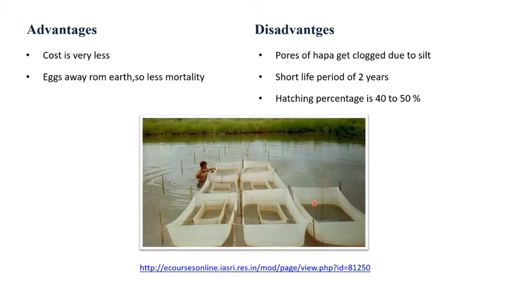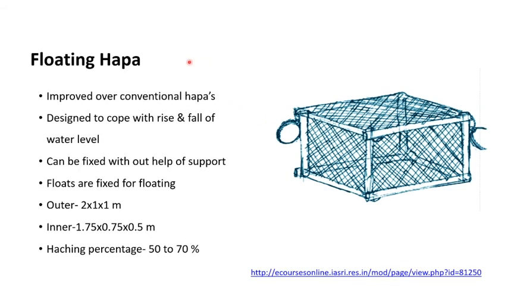In this image you can see a farmer holding the HEPAs in the water for fish seed production. Let us learn about the third type of hatchery, floating HEPA. Floating HEPAs are an improvement over the conventional HEPAs. These are designed to cope with the rise and fall in the water level. These can be fixed even in rocky areas without the support of bamboo poles. That is the main characteristic of this floating HEPA. This helps in better exchange of water and aeration.